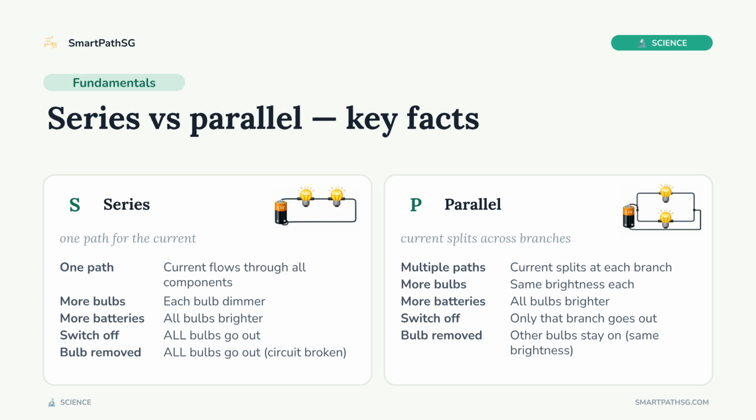Because all bulbs share one lane in series circuit, adding more bulbs will make each bulb dimmer, and one fused bulb will break the entire circuit. On the other hand, parallel circuit allows bulbs to operate independently, so that adding more bulbs in parallel does not change the brightness of existing bulbs, and one fused bulb does not turn off the rest of the system. Adding more batteries will increase brightness of bulbs, regardless of whether they are arranged in series or parallel.